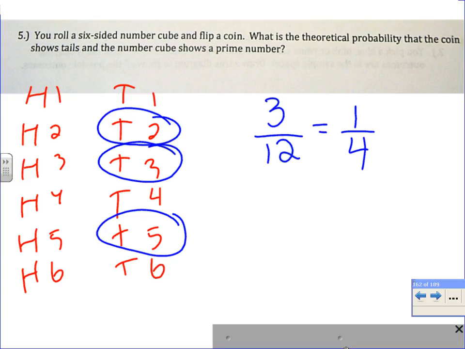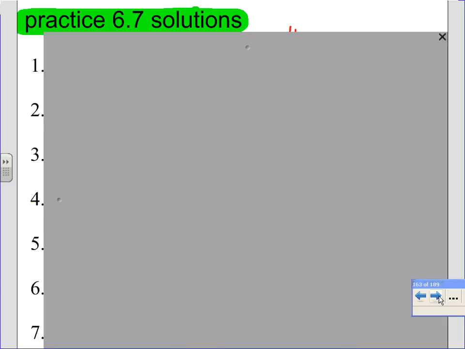Why would you do it that way, though? Okay. Yeah, you could. I just think it's easier for you guys to list them all. Okay, any other questions on the warm-up before we go to homework? All right, let's go to homework. Let's start with practice 6.7. Okay, then we'll go back to the other assignment. So start with practice 6.7.